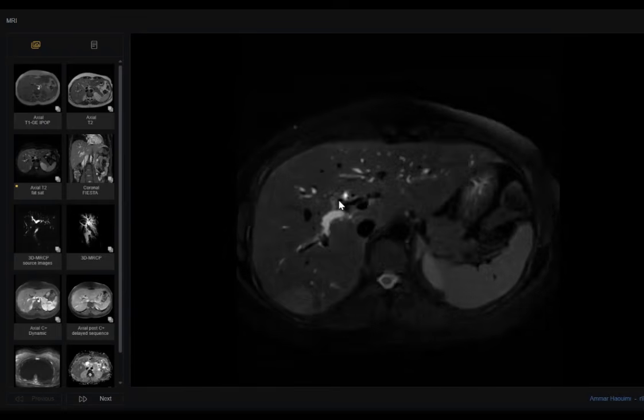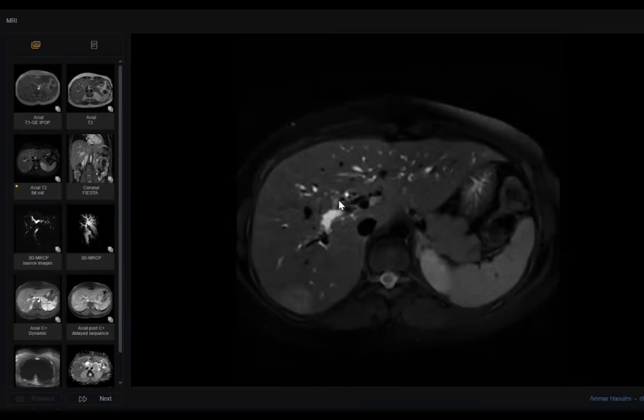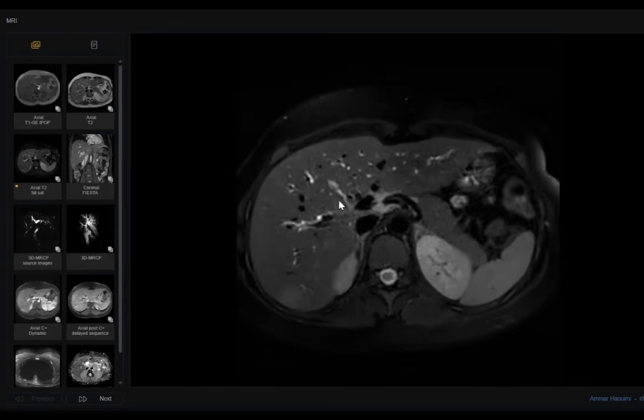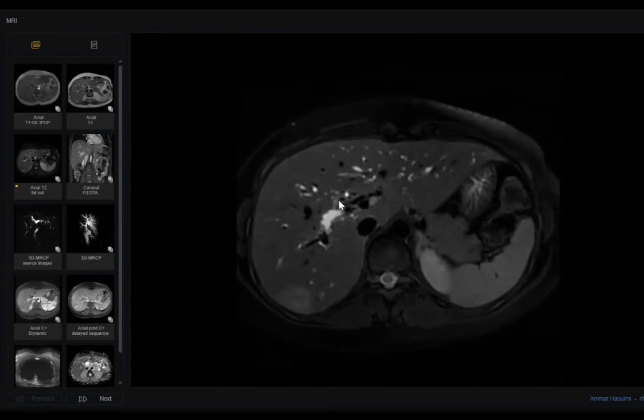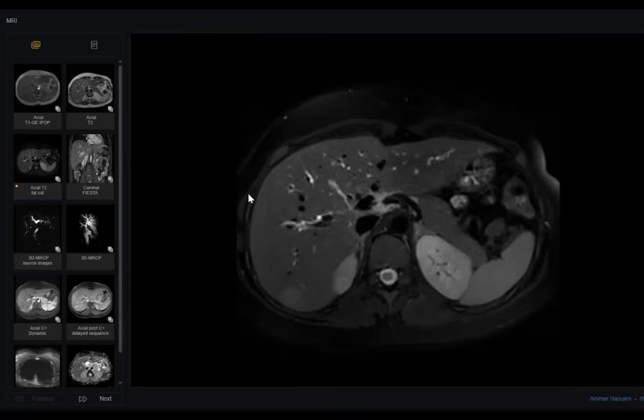The biliary system completely follows the bifurcation or the segmentation of the portal vein. How? The left portal vein has two left branches, one lateral and one medial. Two right, one posterior and one anterior. The same exactly in the biliary system.